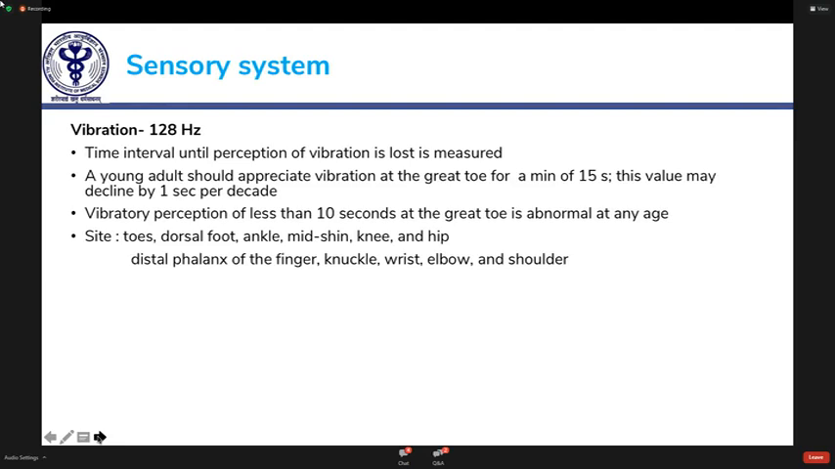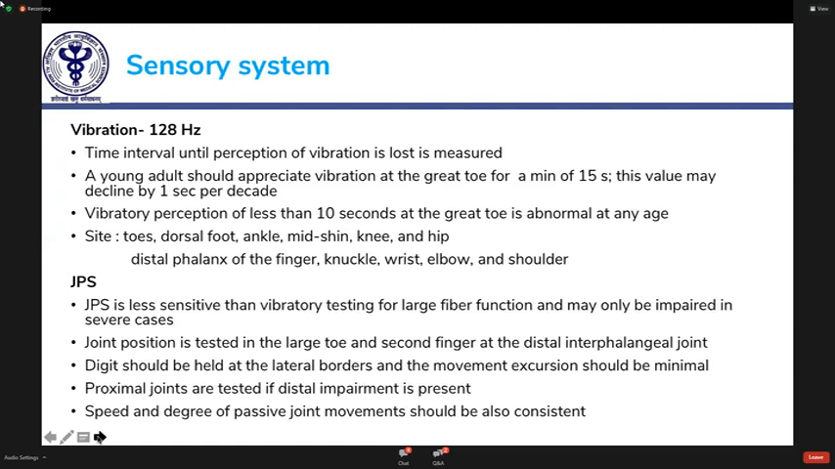The usual sites are the toes, dorsum of the foot, ankle, mid-shin, knee, hip, and anterior superior iliac spine. In the upper limb, the sites of testing are the distal phalanx of the finger, knuckle, wrist, elbow, and shoulders.